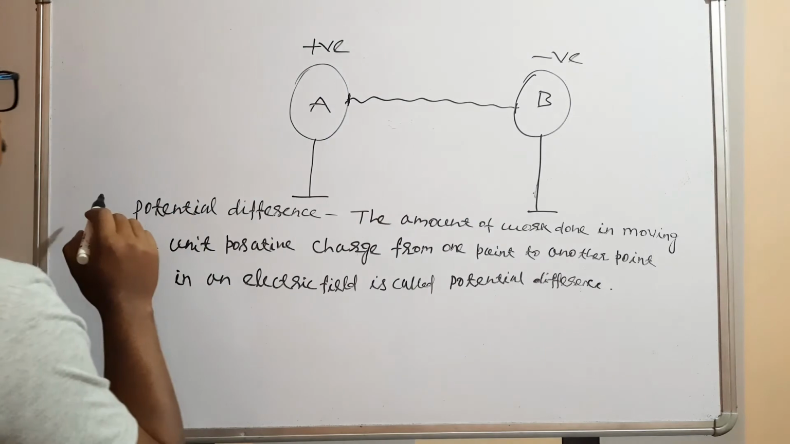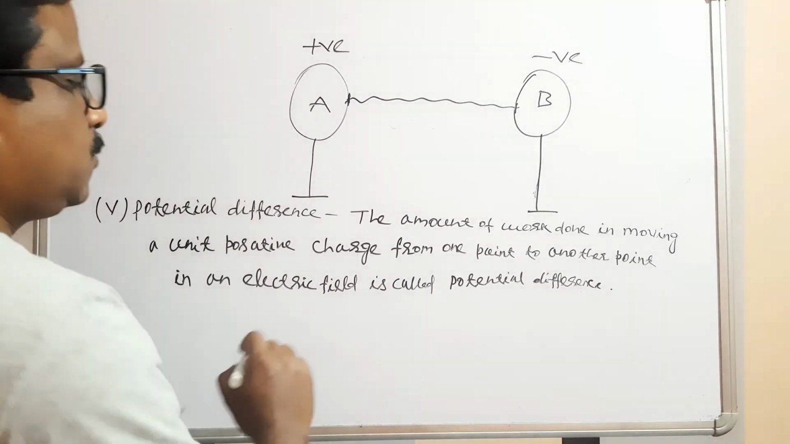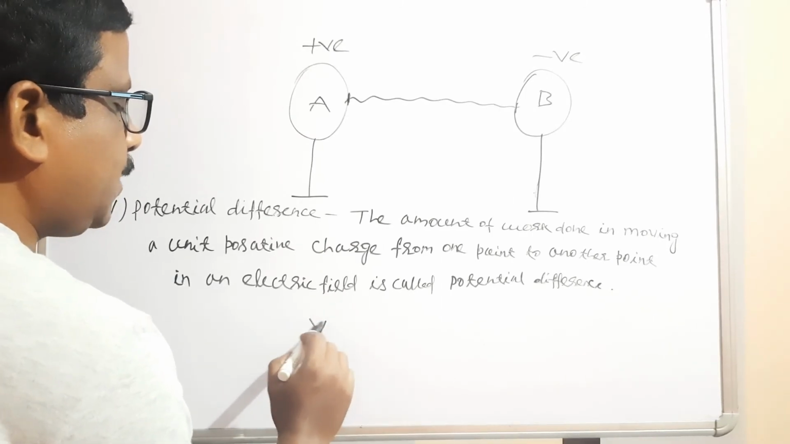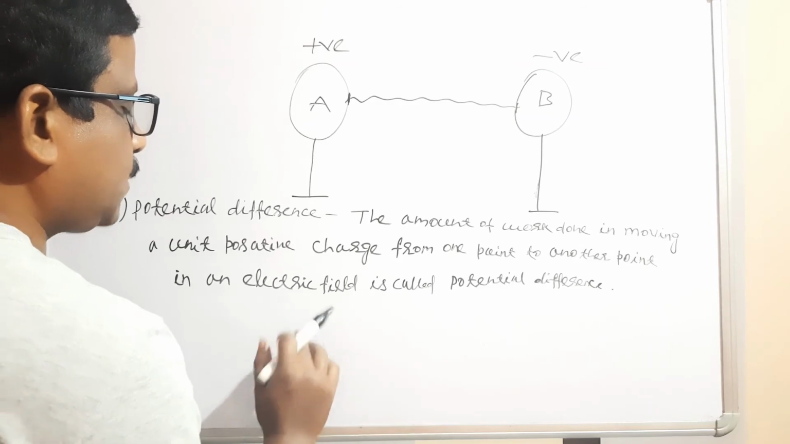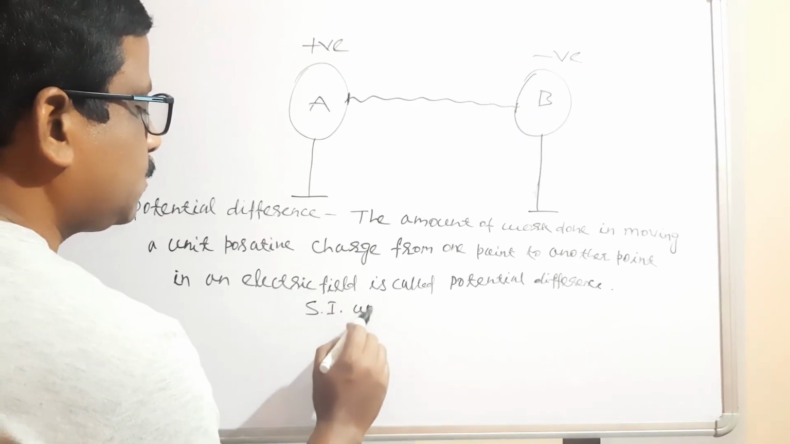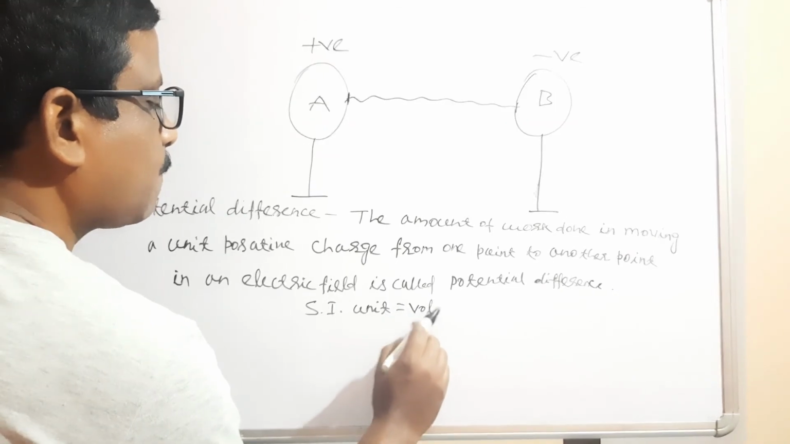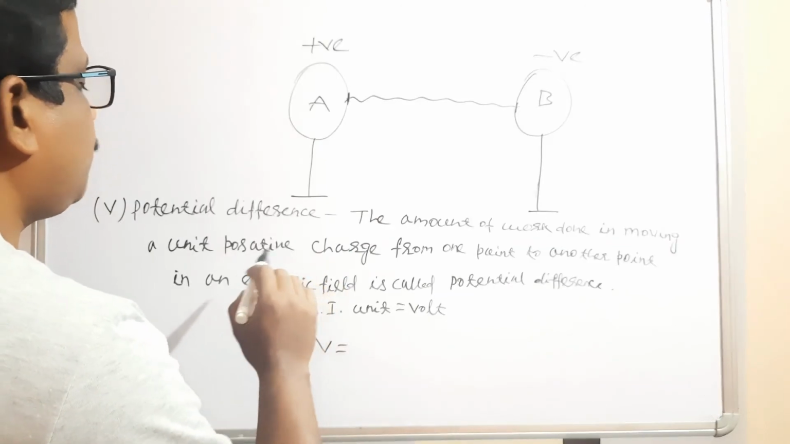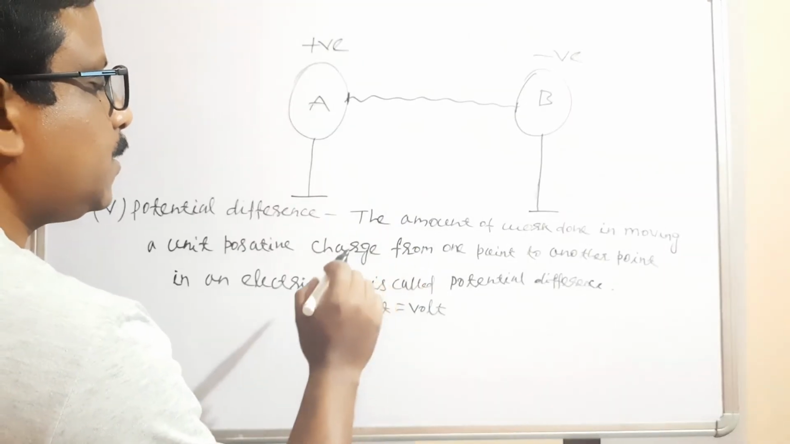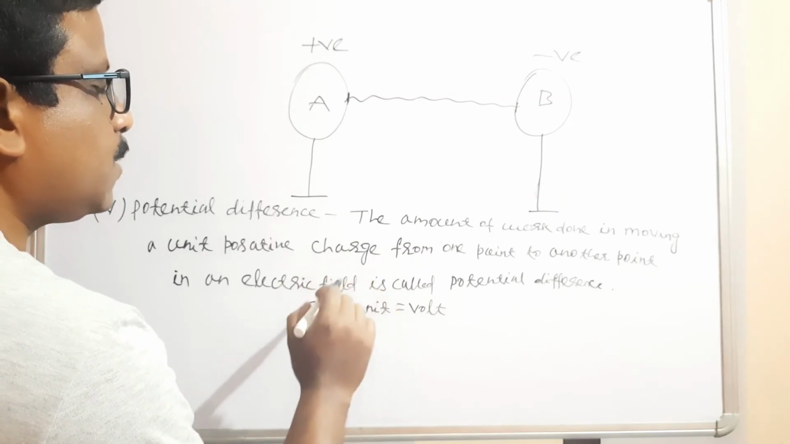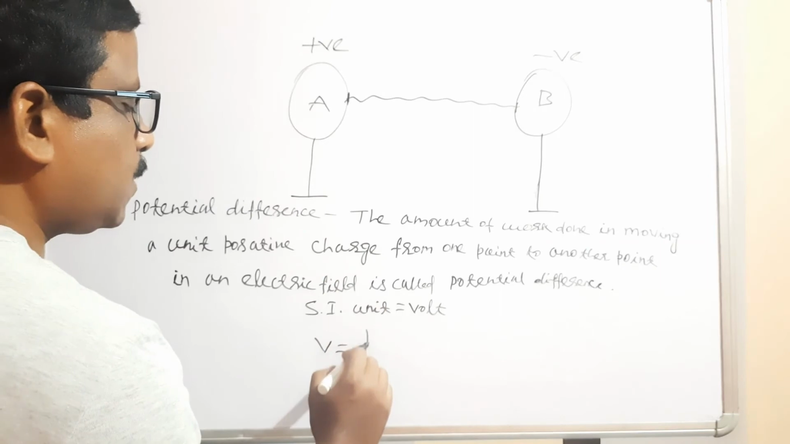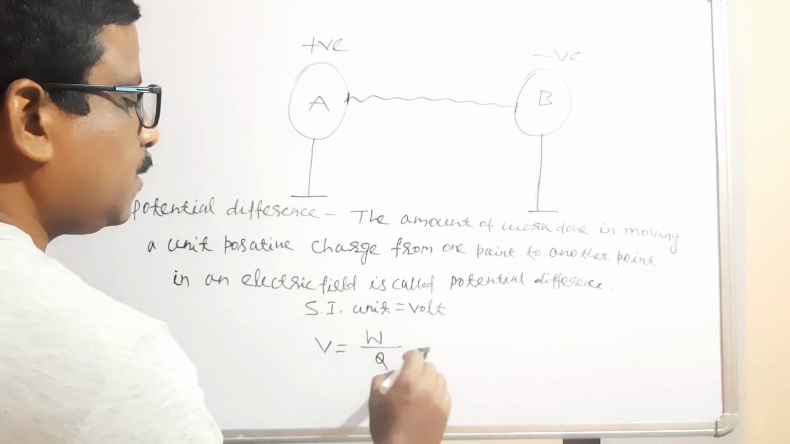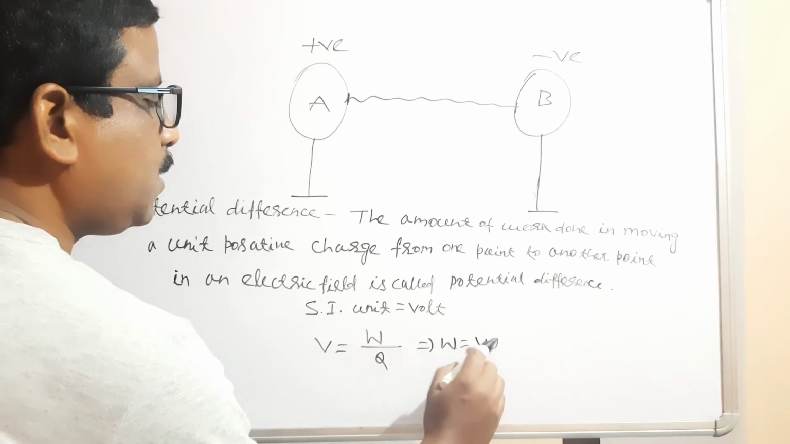Its symbol is V. Its SI unit is volt, first write that. And the formula: potential difference V is the amount of work done W to move a unit positive charge Q from one point to another in an electric field. So this implies work done W is equal to V into Q.